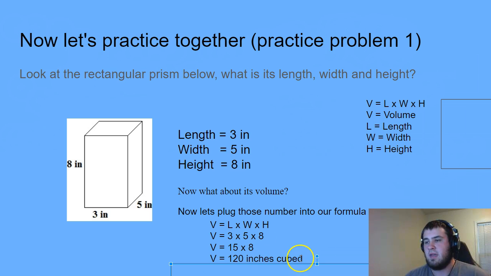It's important to remember that you include the unit and cubed. Otherwise, I don't know if you're talking about 120 turtles or 120 unicorns or 120 Twinkies. I have absolutely no clue, so it's really important that you remember to put the units whenever you answer a question like this.